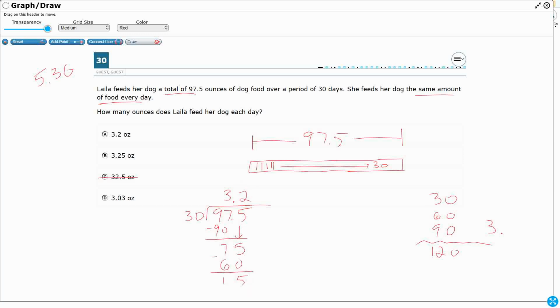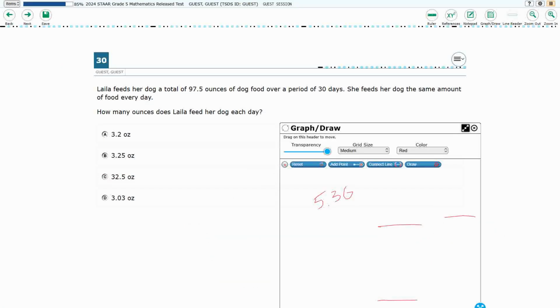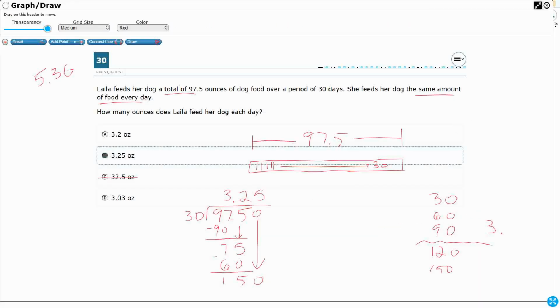And now I need 150. I'm just going to add that 0. Keep going. We don't need a remainder. 30, 60, 90, 120, 150. So 3.25 or 3 1/4. So our answer here is going to be B.